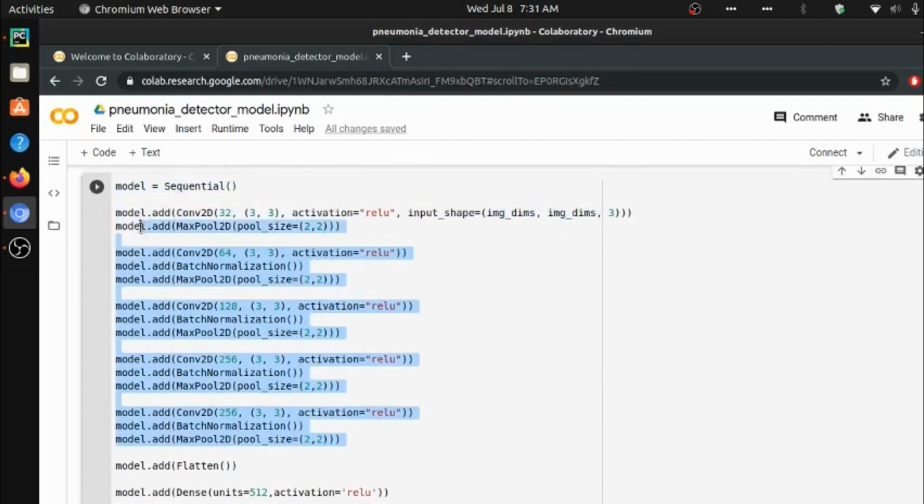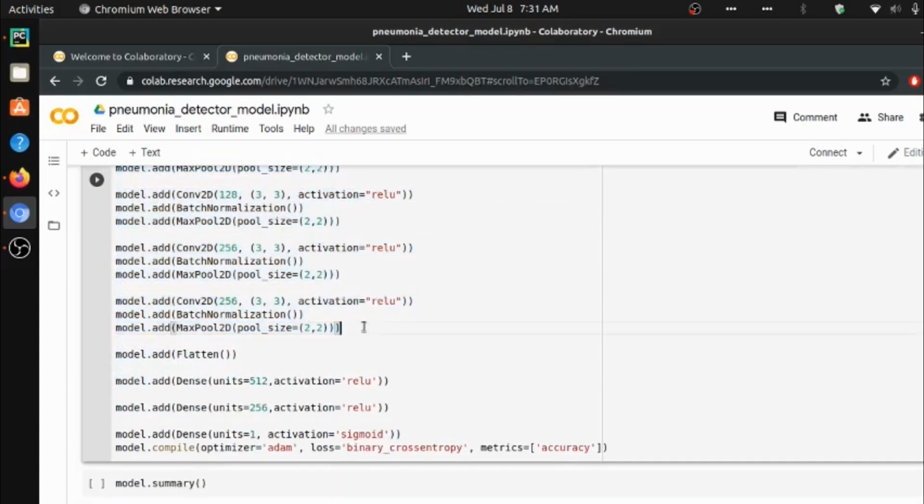After performing all these operations on the image, we flatten it. The output of all the convolution layers are matrices, but in the end we flatten it and pass it through a dense neural network. The first dense layer has 512 neurons. The second dense layer has 256 neurons. The last one has one neuron, which predicts whether it is a pneumonia case or the normal case.